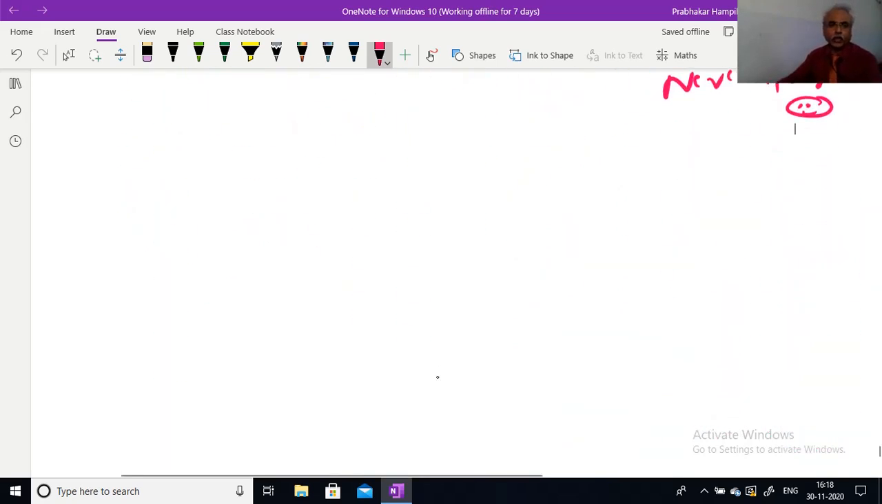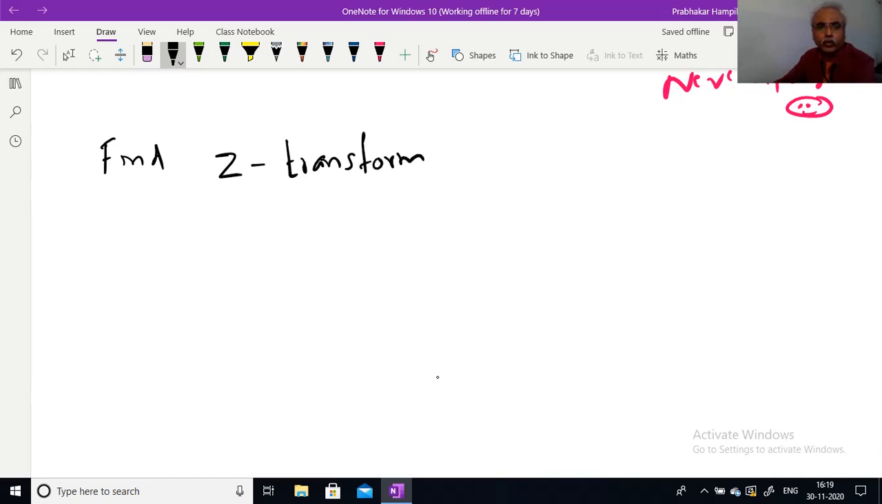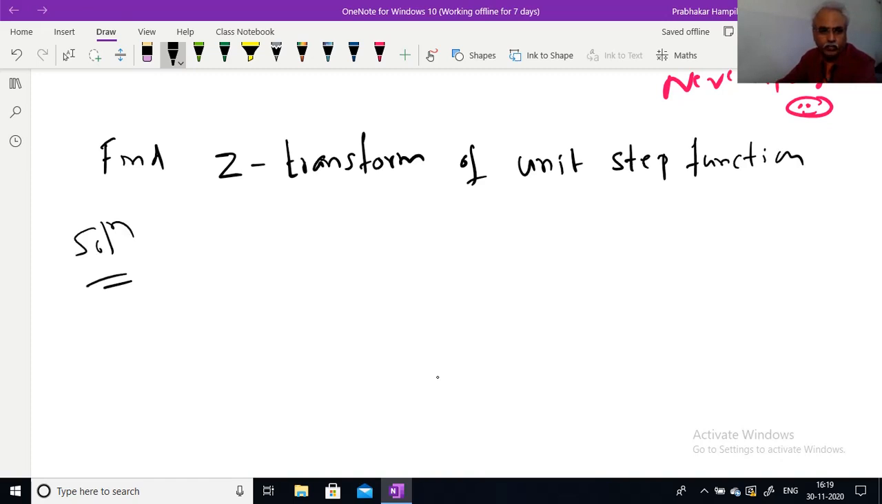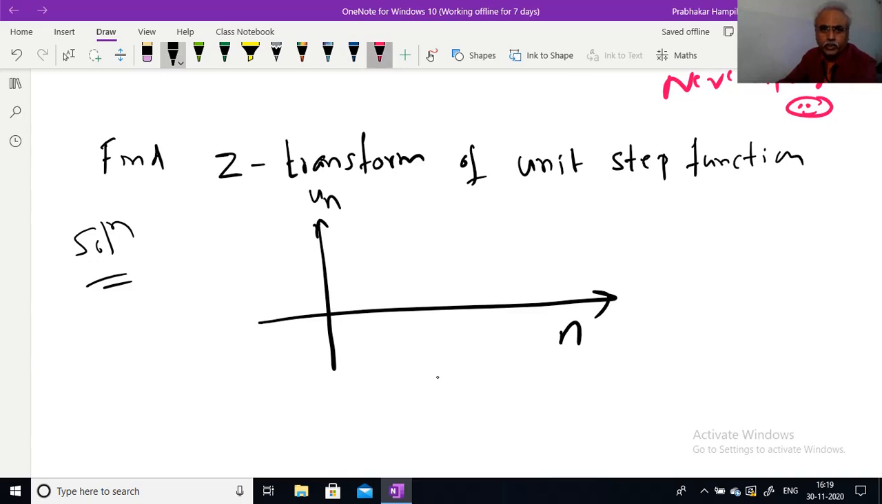I'll go to the second question of this category, and today this will be the last question for us. Find the Z transform of the unit step function. The name itself suggests that. First I'll draw the graph. Suppose this is the n axis, this is the u(n) axis. Up to a certain range it is 0, 0, 0, 0. Suddenly it becomes height 1 and remains constant. Discretely it remains as 1, 1, 1. So u0 is 1, u1 is 1, u2 is 1, u3 is 1.